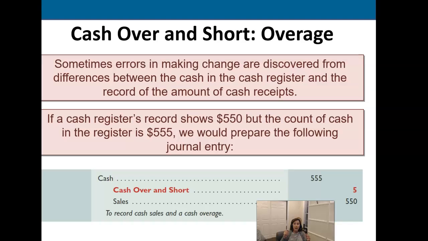So now we need to make our records match the physical cash that we have. So our debit to cash is $555. We've got the sales of $550, and now we've got to credit the cash over and short to make our transaction balance.